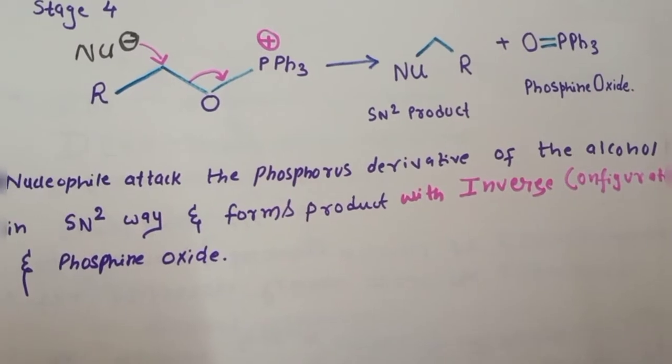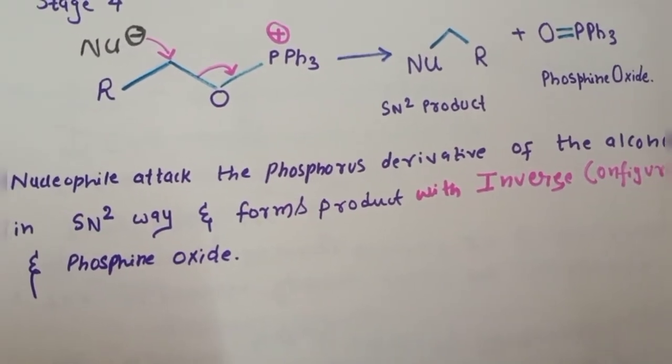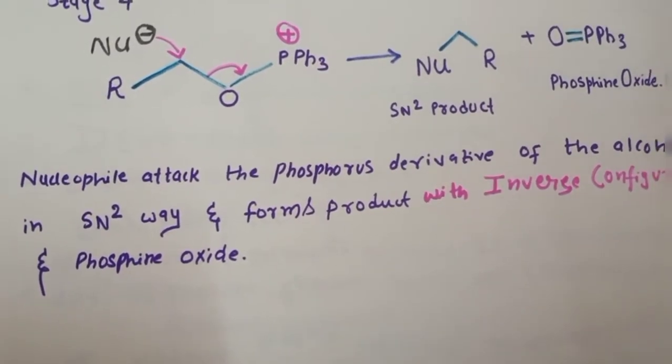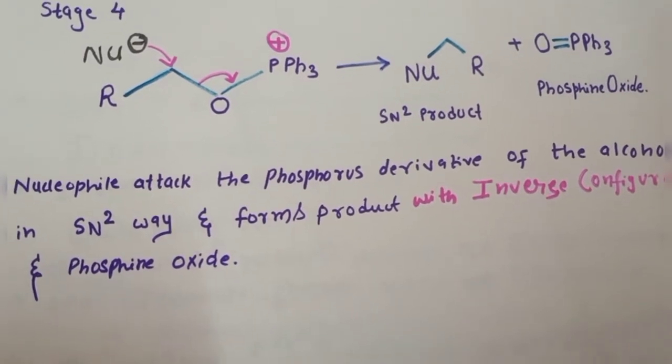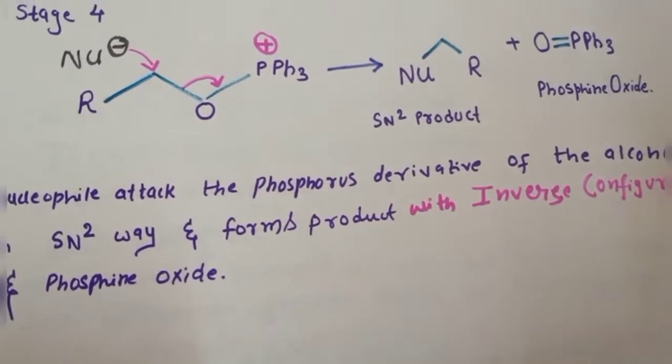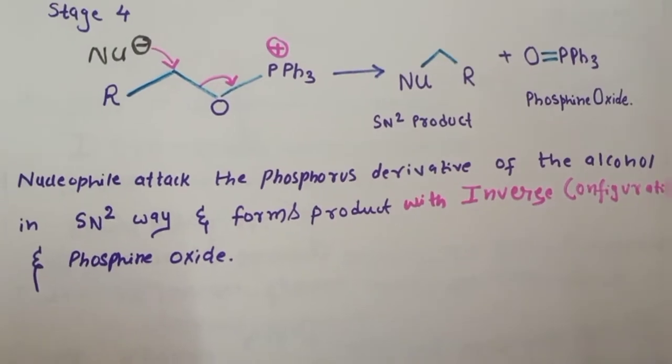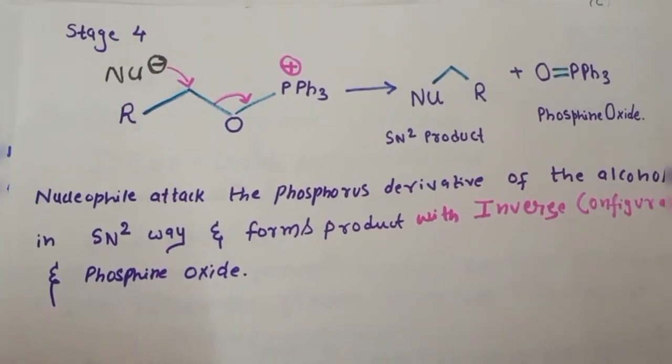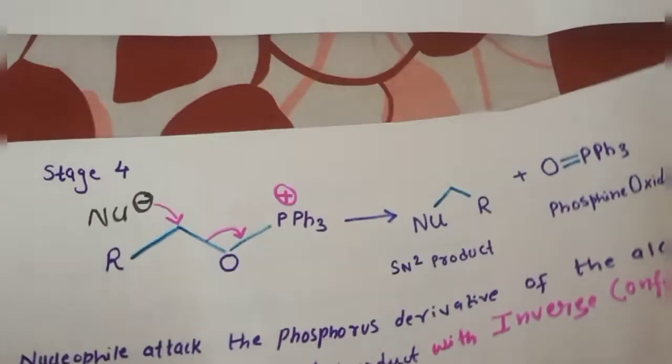In the beginning, what we have seen is that the OH was present on the right hand side. So now when the Nu comes, it will get attached on the left hand side. So this is all for our reaction. I hope the reaction is clear.